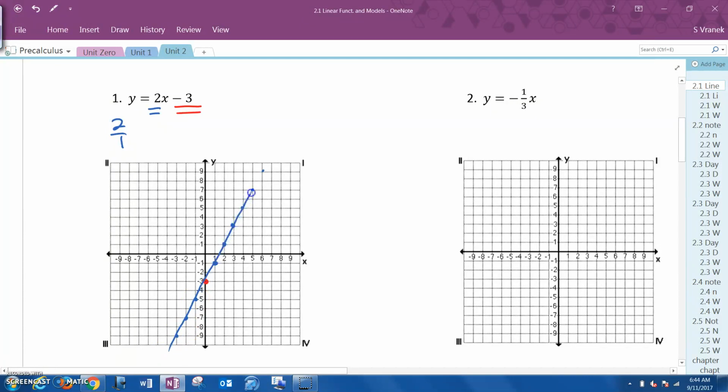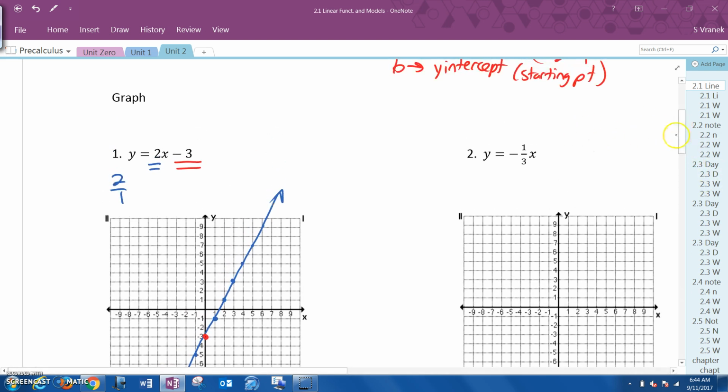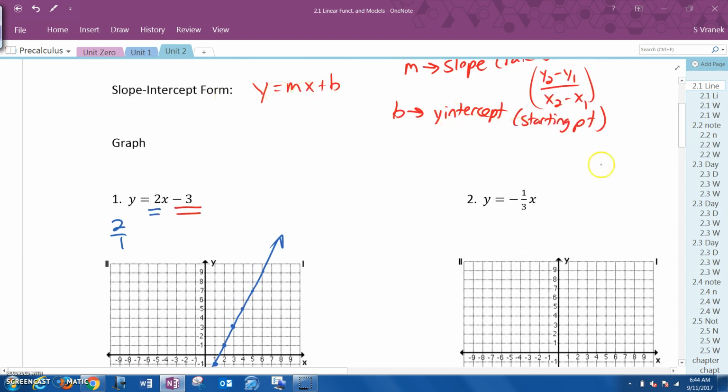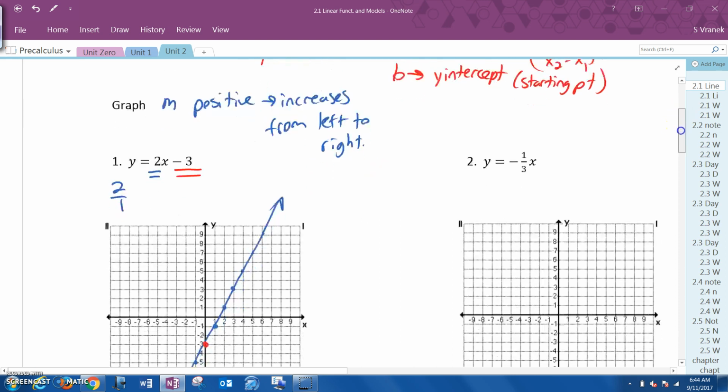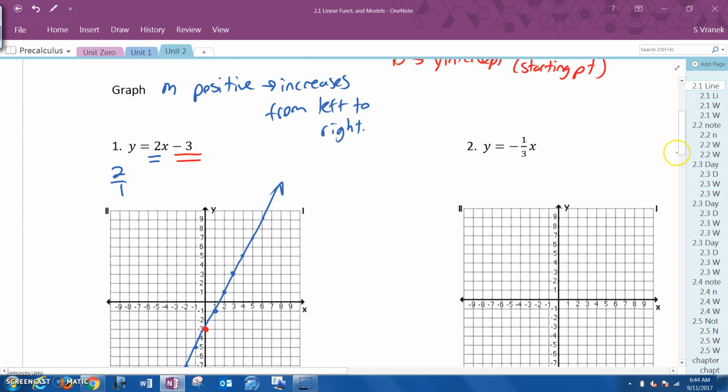I like to draw as many points as possible to make a more accurate line. Remember, one thing that I wanted to write up here that I forgot about is that the slope, when it's positive, increases from left to right. And then obviously it's the opposite when it's negative. Alright, so anyway, you can pause the video and write that down.